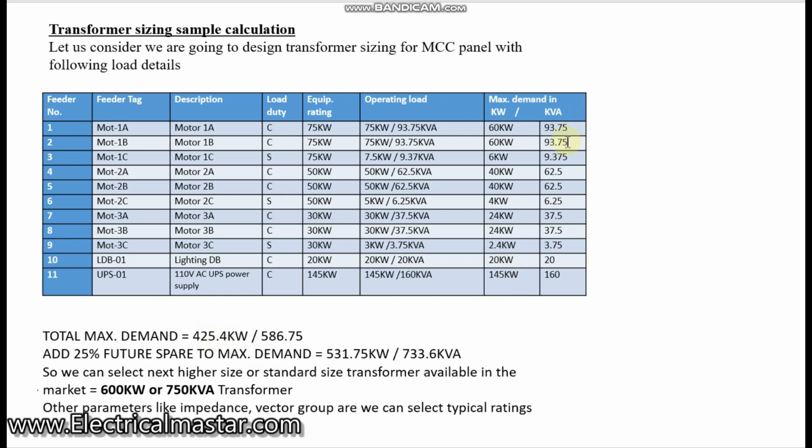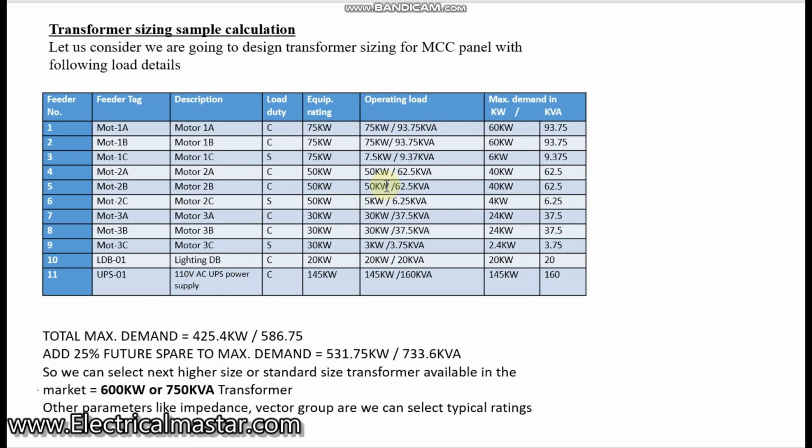In the same way, you add all these kVA values, and you get 586.75. So with this 425 kilowatt you have to add future 25% spare. So if 25% is added, it will be 531.75 kilowatt or 733.6 kVA. Now we need to find the transformer based on this 531 kilowatt. You cannot get a 531 kilowatt transformer in the standard range, so the next highest value will be 600 kilowatt or 750 kVA. This transformer is sufficient for this MCC panel.